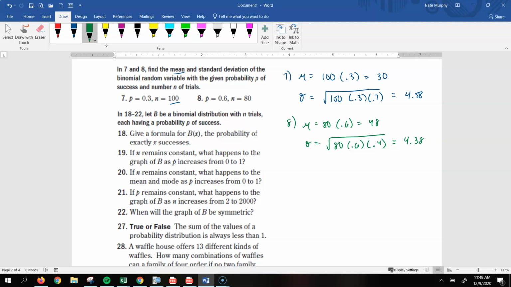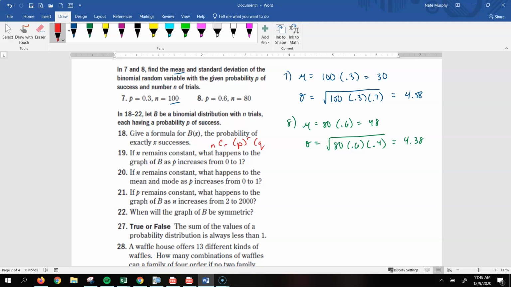All right, let's look at number 18. It says, give a formula for b of x, a probability of exactly x successes. They just want a general formula for this. So here we would have n choose r. That's always how you start those out. And then you multiply times the probability of a success, p, to whatever exponent r would be.